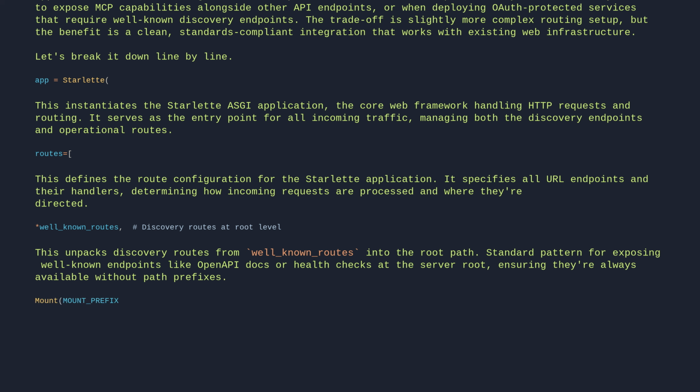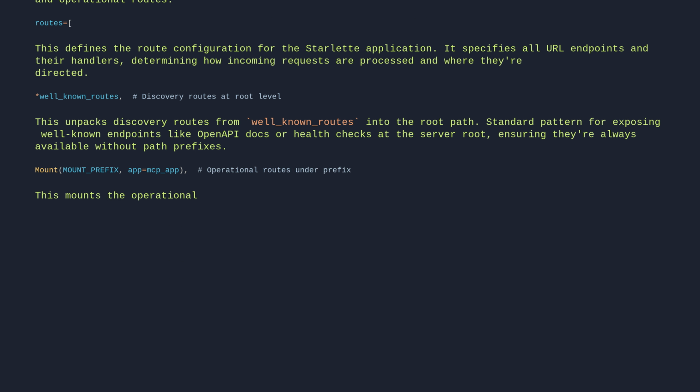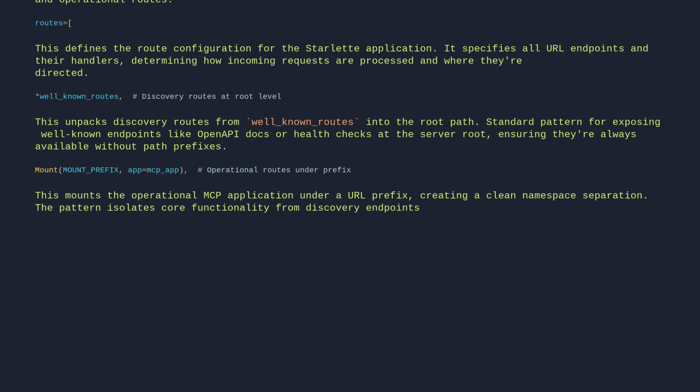Mount(prefix, app=mcp_app), # operational routes under prefix. This mounts the operational MCP application under a URL prefix, creating a clean namespace separation. The pattern isolates core functionality from discovery endpoints while maintaining shared lifespan management.